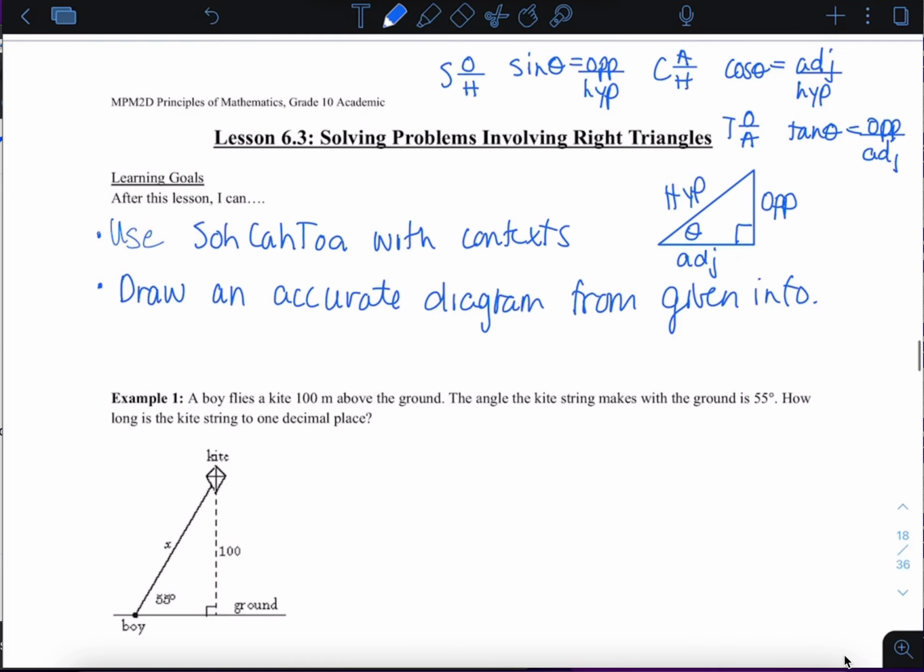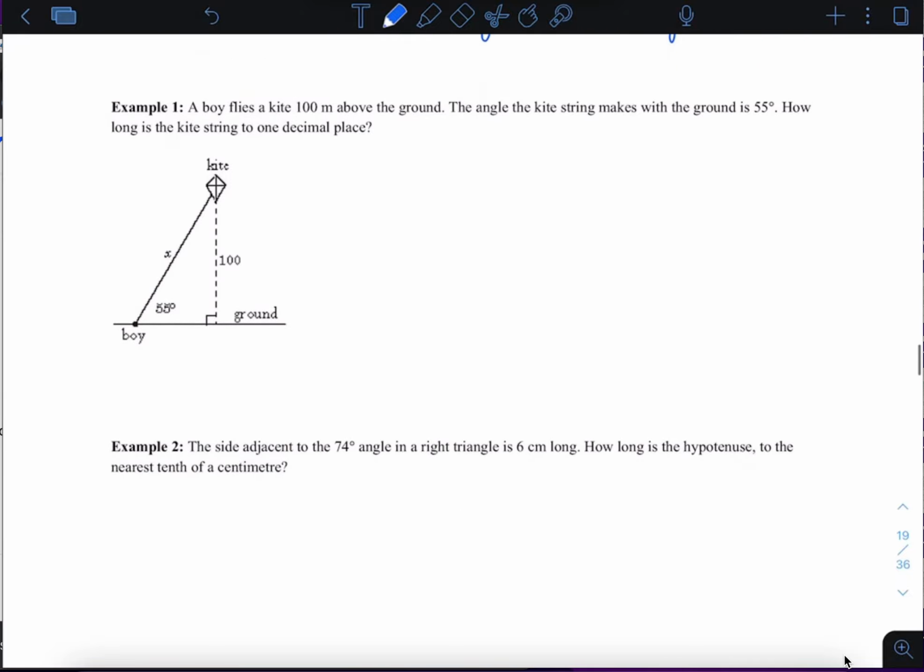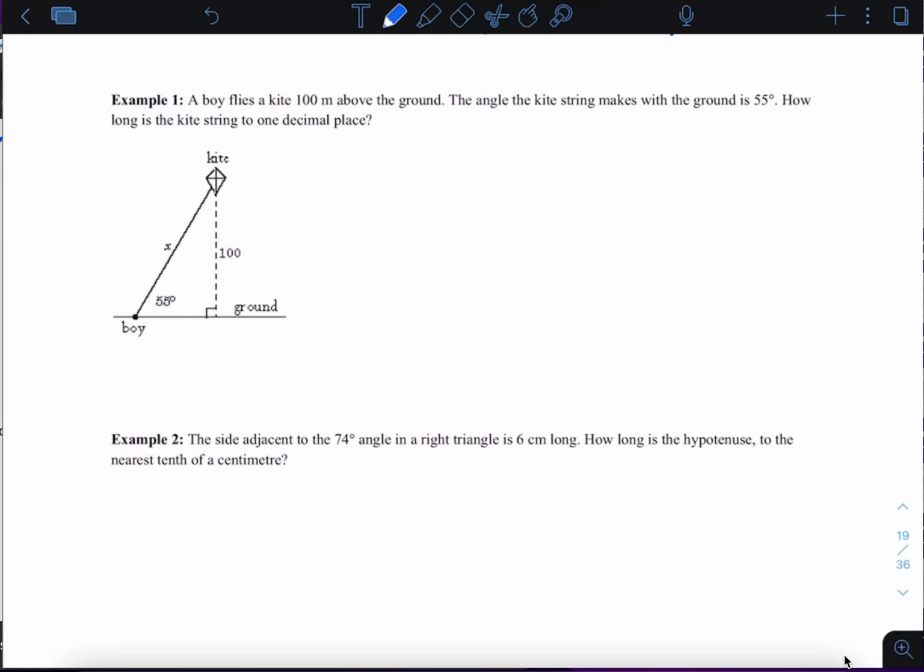So in the first example, I actually provide the diagram for you, but I still describe it in words. A boy flies a kite 100 meters above the ground. When I see this, this is always going to be a vertical distance, okay? So if I say above the ground, it's the vertical distance above the ground. The angle the kite string makes with the ground is 55 degrees. How long is the kite string to 1 decimal place?